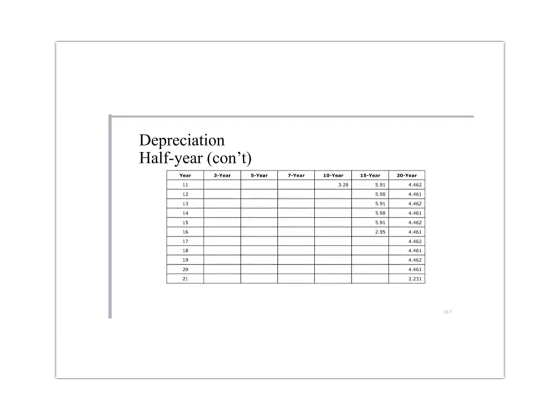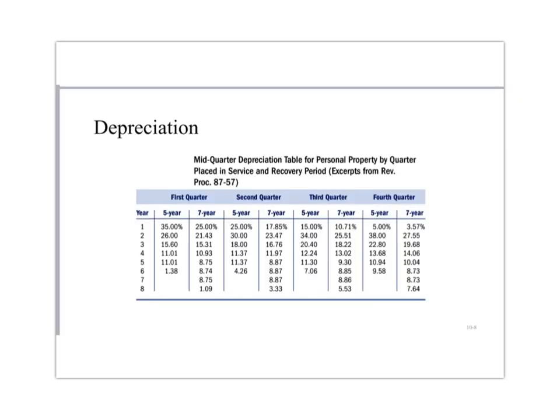Now, pay attention to the heading. So you can see that this is half year. All right? This is mid-quarter. So pay attention to whether you're dealing with mid-quarter convention or half-year convention and which chart you have to use. All right? Half the battle with tax depreciation is getting into the right chart.